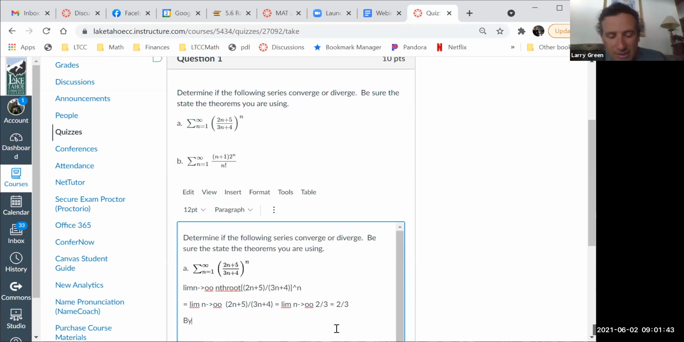Now by the nth root test, what can we conclude? What's the important thing about the number 2/3? Yeah, 2/3 is certainly less than 1. So that means by the nth root test, the series converges. You can say absolutely, but you don't always bother with absolutely when you're talking about positive terms anyway. So I'm just going to write it converges. It does converge absolutely, but if you don't have any negative signs, no one really cares about absolutely. Any questions at all about part A?